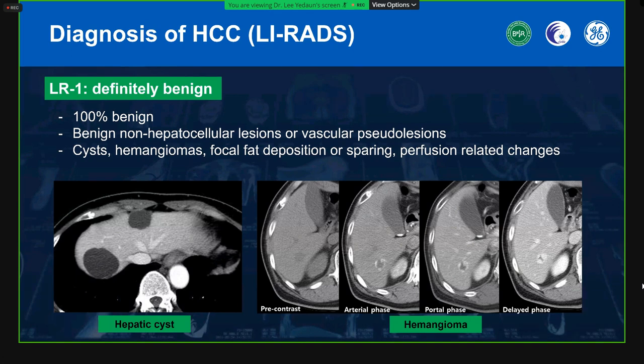Observations in LR-1 have a 100% certainty of being benign. These are usually benign non-hepatocellular lesions or vascular pseudo lesions, including cysts, hemangiomas, focal fat deposition or sparing, and perfusion-related changes. As you can see, hepatic cyst and the typical hemangiomas showing peripheral nodular enhancement and gradual enhancement are LR-1.